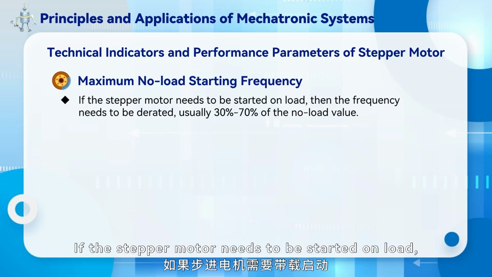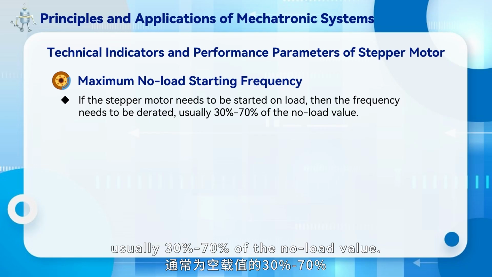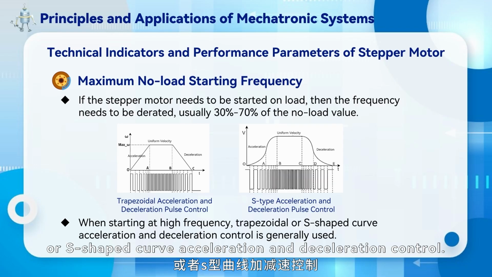If the stepper motor needs to be started on load, then the frequency needs to be derated, usually 30% to 70% of the no-load value. When starting at a high frequency, we generally adopt trapezoidal or S-shaped curve acceleration and deceleration control.